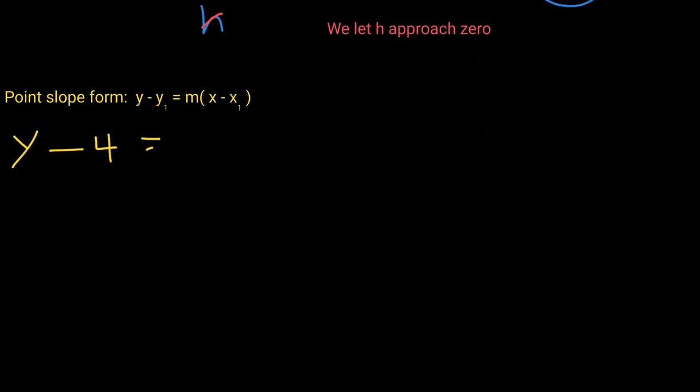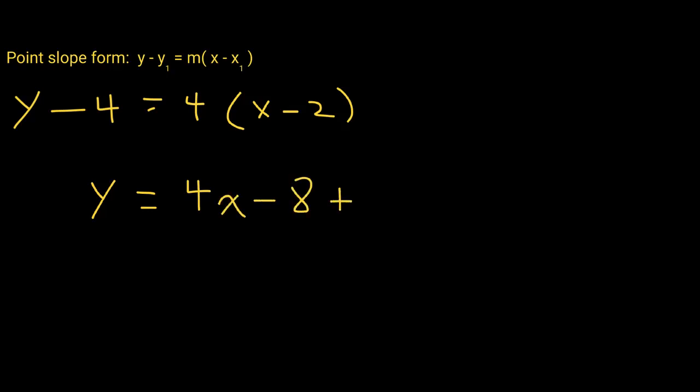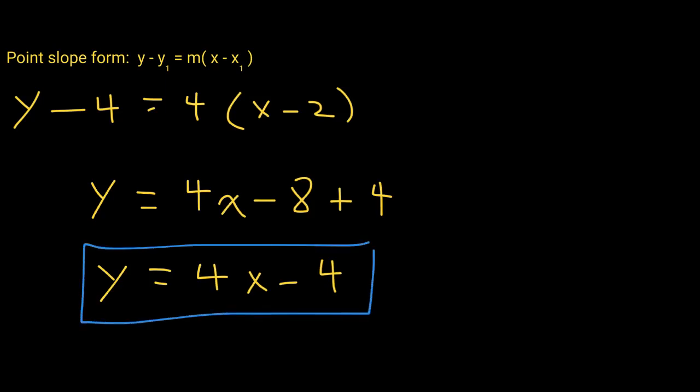All right, so let me go back. We're right here. y minus 4 is equal to, we found the slope to be 4, times x minus 2. Okay, so now just maybe isolate y. So we get 4x minus 8 plus 4. So the equation for the tangent line at the point 2, 4 is y equal to 4x minus 4.